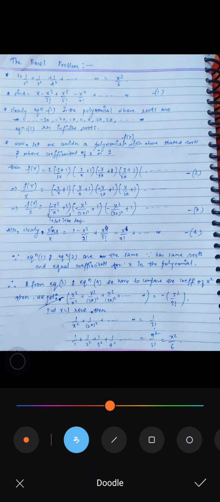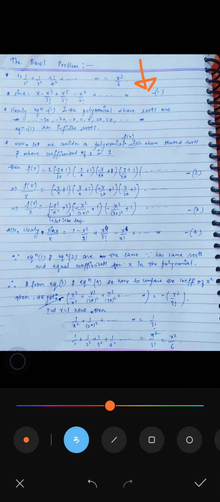Now we all know from this equation we can easily find its roots, because this series is equal to sin x, and all the roots of sin x will also be the roots of this equation. Clearly the roots of sin x are n pi, where n belongs to the integers. So what I mean to say is minus 3 pi, minus 2 pi, minus pi, 0, pi, 2 pi, and this goes to infinity, and this side goes to minus infinity. So this polynomial has an infinite number of roots.